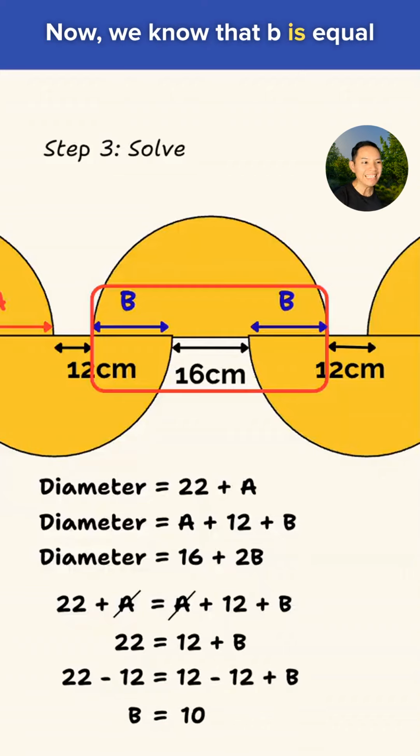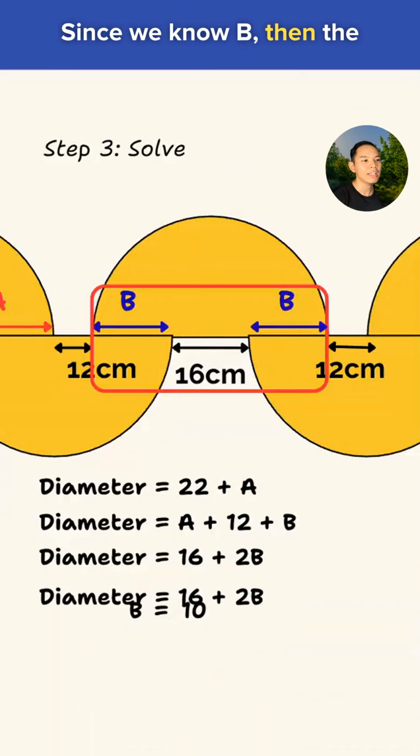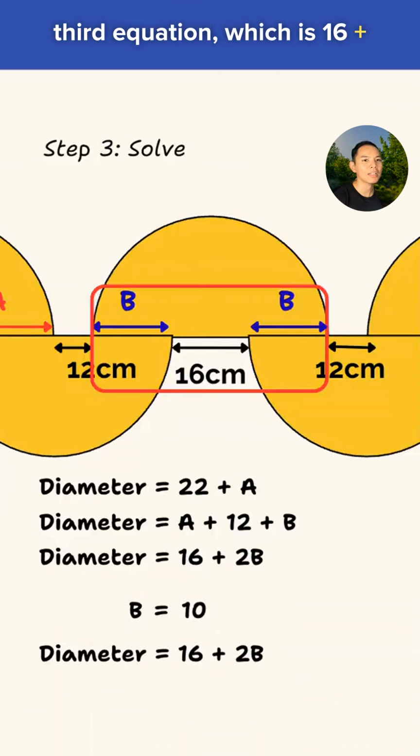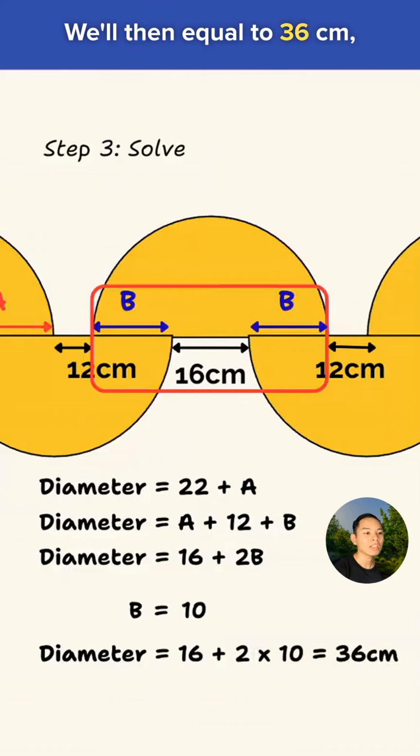Now, we know that B is equal to 10. Can we solve this diameter question? Yes, we can. Since we know B, the third equation, which is 16 plus 2B, will then equal 36 centimeters, which gives us the answer for the diameter of the semicircle.